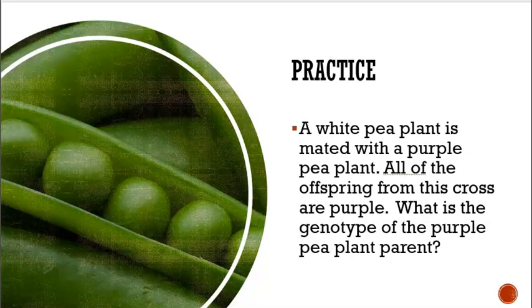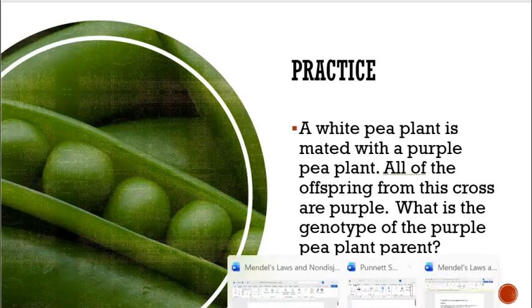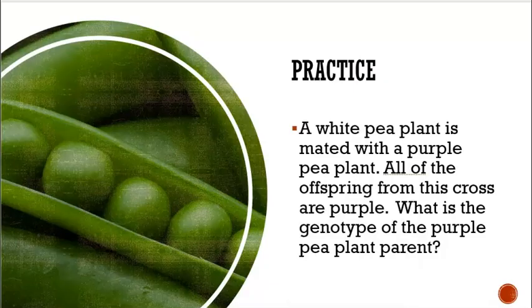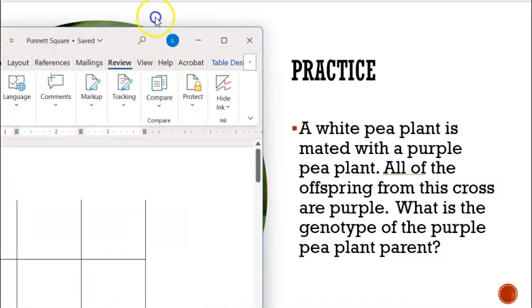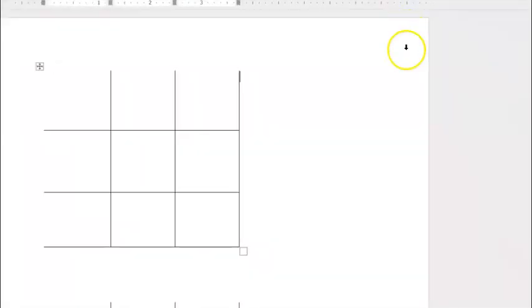All right, so it asks, a white pea plant is mated with a purple pea plant. All the offspring from this cross are purple. What is the genotype of the purple pea plant parent? It's like a tongue twister there to say all that. So let's bring our Punnett Square back.